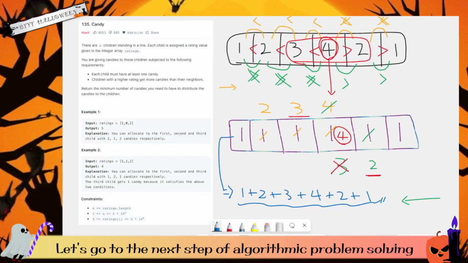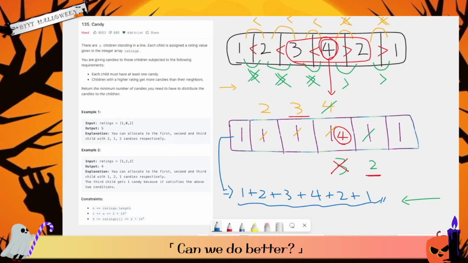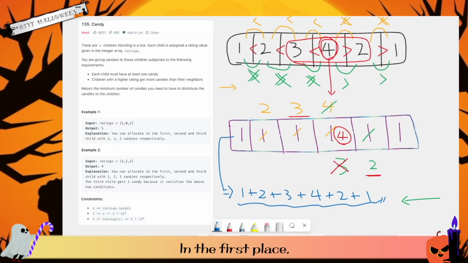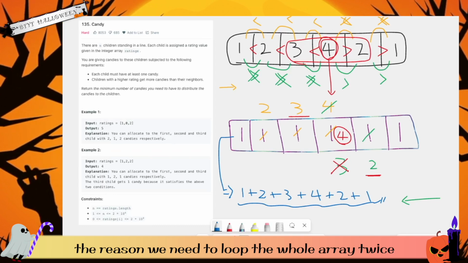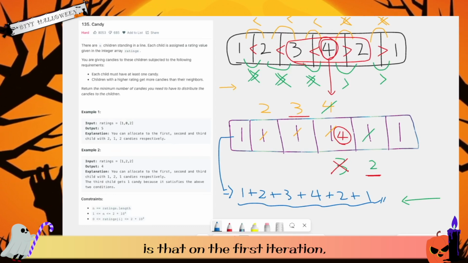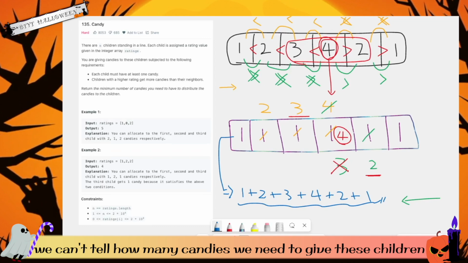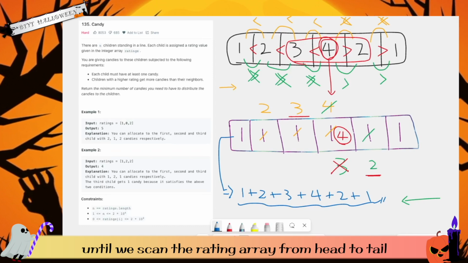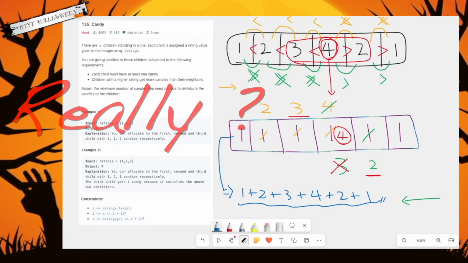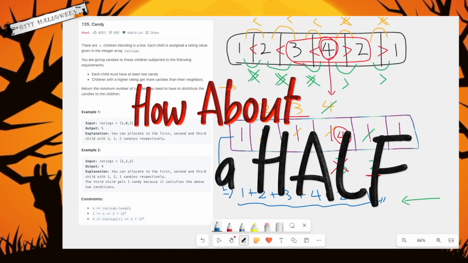Good. Let's go to the next step of algorithmic problem solving. Can we do better? In the first place, the reason we need to loop the whole array twice is that on the first iteration, we can't tell how many candies we need to give these children until we scan the rating array from head to tail. Really? Is that true? How about a half?